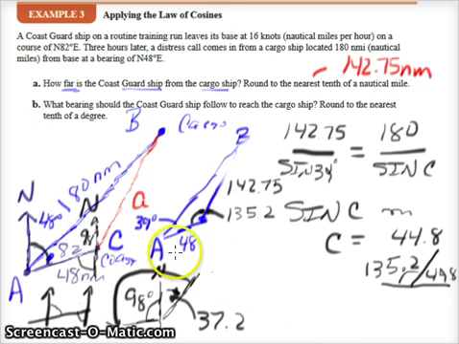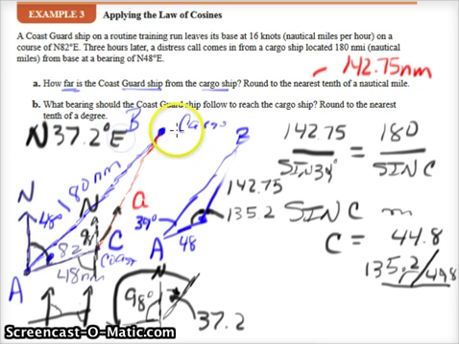So now the question for part B, what bearing should the Coast Guard ship follow? Remember, the Coast Guard ship is going to go north this way. To find the cargo ship, it's going to go north 37.2 degrees east. And that, my friend, is how you solve that problem. It took a little effort. It took effort for me, so it's going to take effort for you. Hope that helps you out.